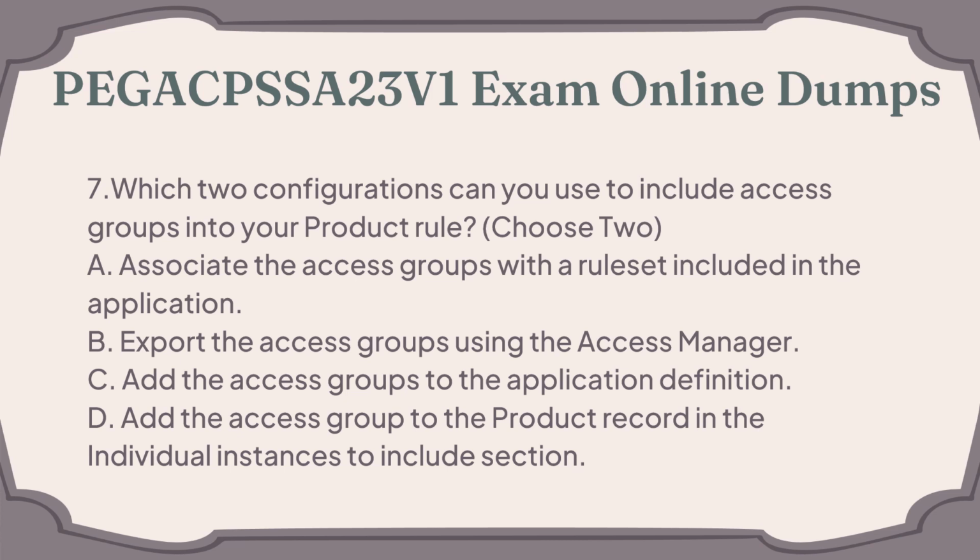7. Which two configurations can you use to include access groups into your product rule? Choose 2. A. Associate the access groups with a rule set included in the application. B. Export the access groups using the Access Manager. C. Add the access groups to the application definition. D. Add the access group to the product record in the individual instances to include section.